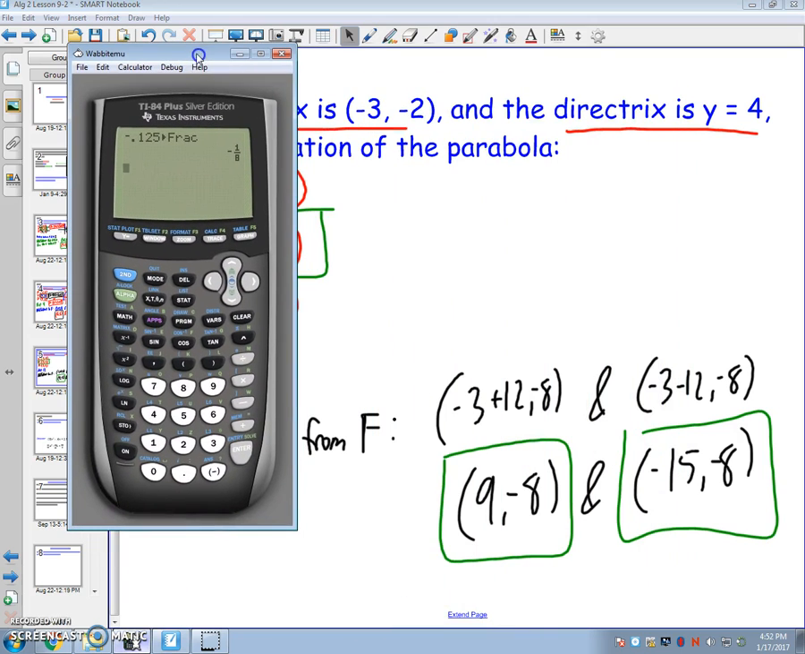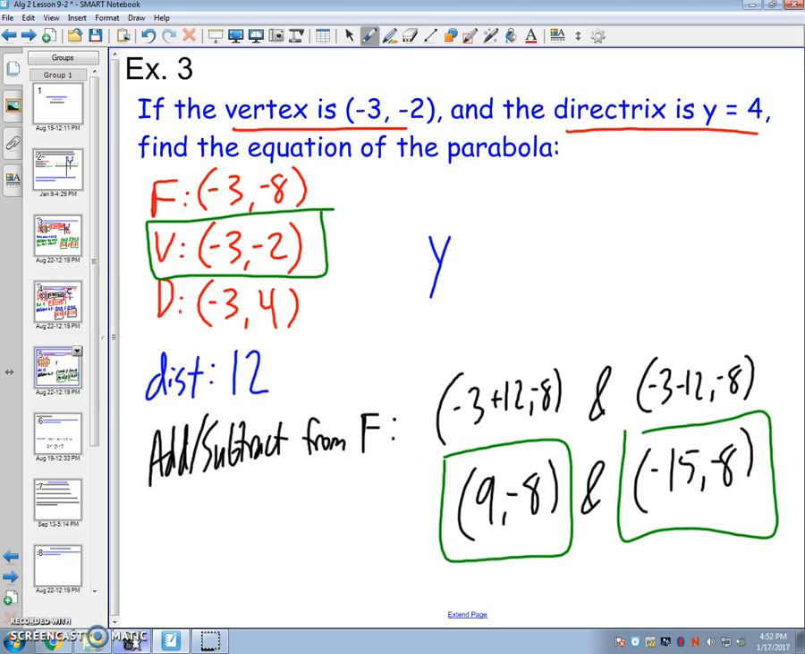So -3, -2, stat, edit, -3, 9, -15, -3, -2, -8, -8, stat, here it is. Now that's an ugly decimal, so you can't round. Make sure you turn it to a fraction. So -0.0416 repeating. Just keep typing it. Let's go math, enter, enter. That's really -1/24. So y equals -1/24 x squared.